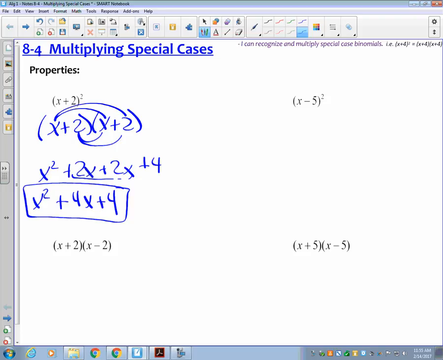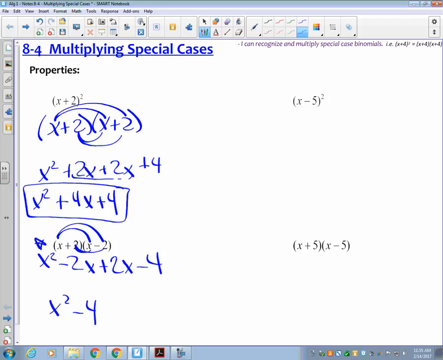The scenario that gives you x squared minus 4 is this one. So I'm going from above to down below. X plus 2 times x minus 2. The first term is still x squared. X times negative 2 is negative 2x. 2 times x is 2x. And 2 times negative 2 is negative 4.